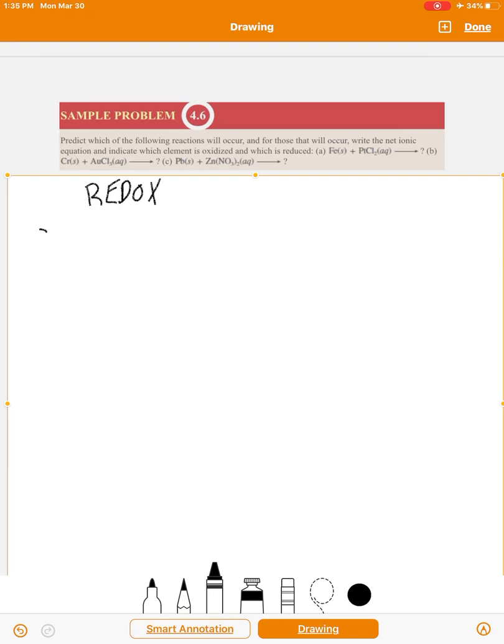So what I'm going to do is write down A, and this one's Fe plus PbCl2. And we're going to try to figure out if this will react with each other. It might react, might not. The key here is that the reaction for this type of process is a reaction between the metals. That's really what this whole topic is about.